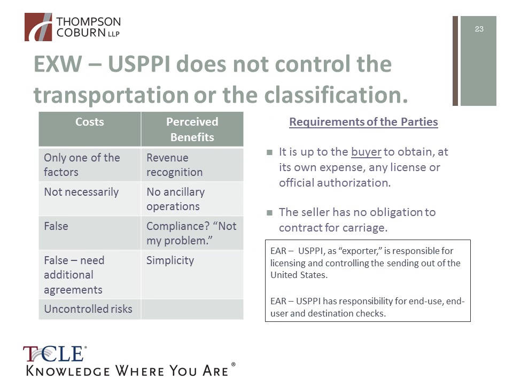There's some benefits there and there's some costs. The revenue recognition may be a perceived benefit, may not be an actual benefit, but it may be a perceived benefit. It's only one of the factors, however. The terms of sale are only one of the factors in determining whether revenue is recognized early or late. There are no ancillary operations.